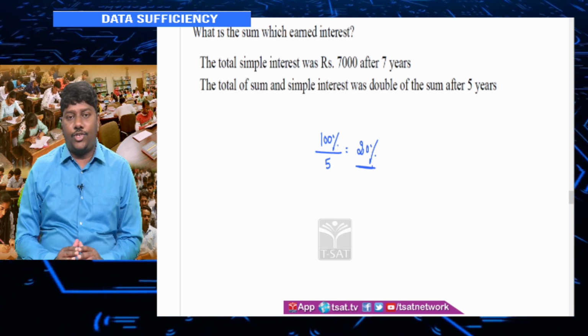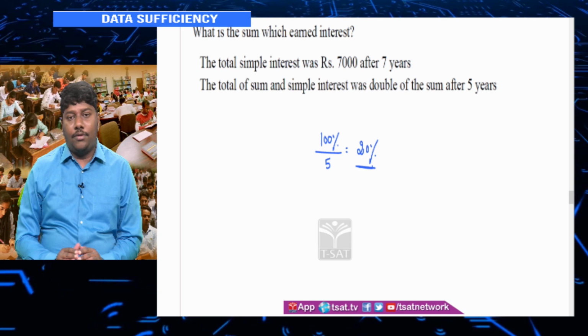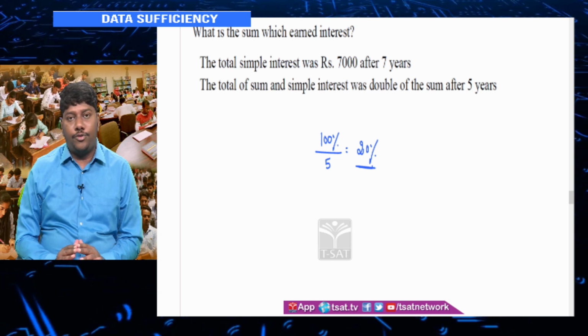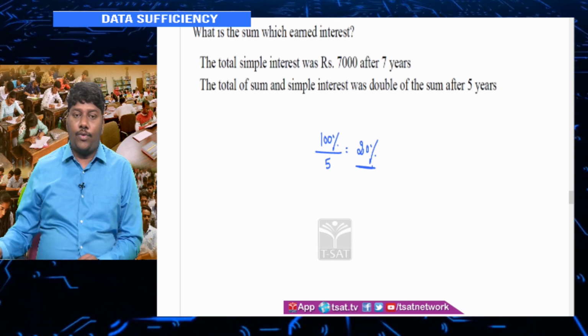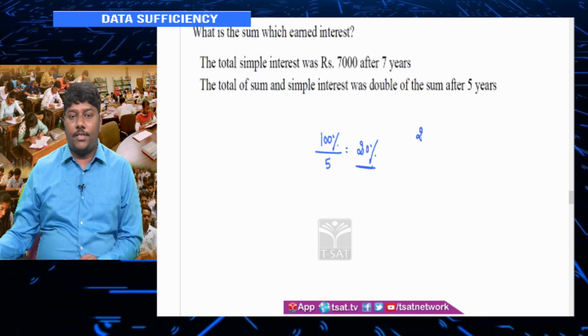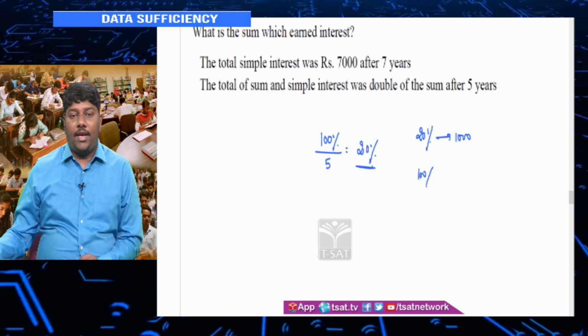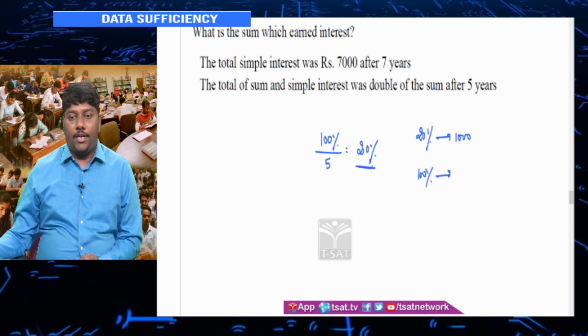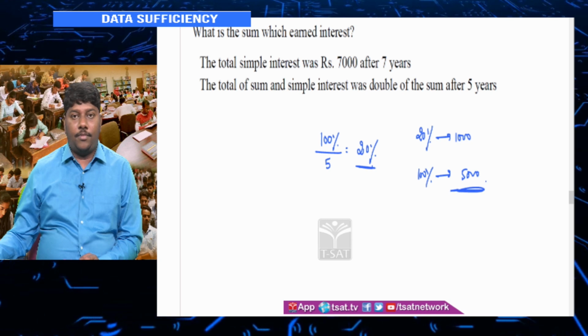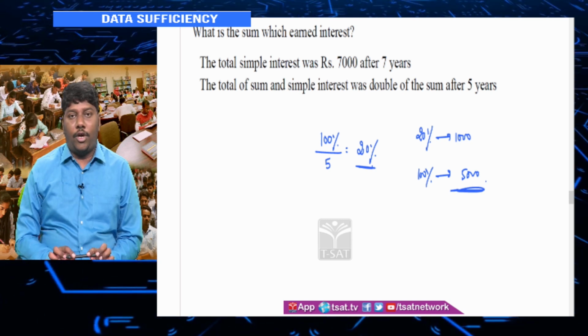Now let's combine and check it. If I combine, I know that in 1 year you are getting 1,000 rupees, and the rate is 20%. If 20% is 1,000 rupees, what is 100%? I actually don't need to find it out, but it is 5,000 rupees, the principal. All you have to check is whether it is possible or not.